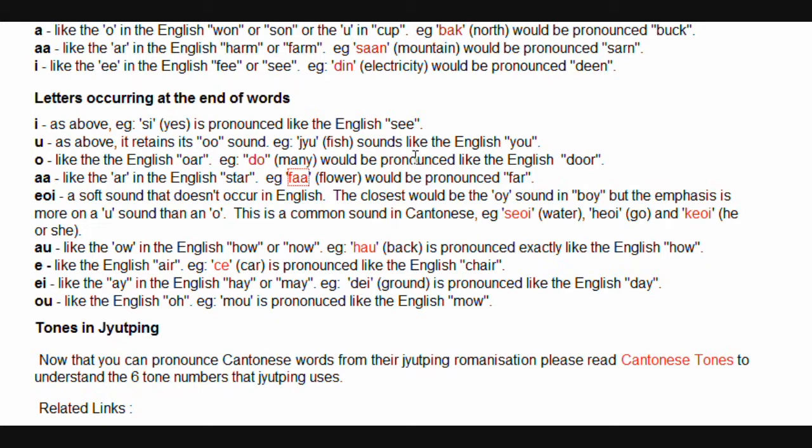Eoi, a soft sound that doesn't occur in English. The closest would be the oi sound in boy, but the emphasis is more on a u sound than an o. This is a common sound in Cantonese, e.g. seoi, water, heoi, go, and keoi, he or she.